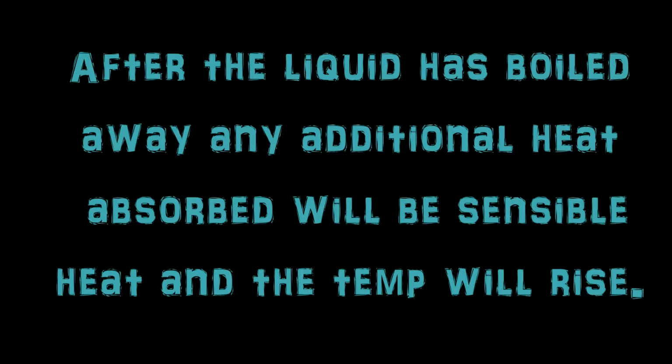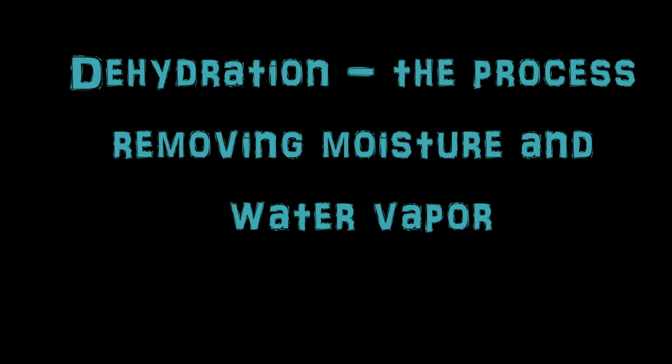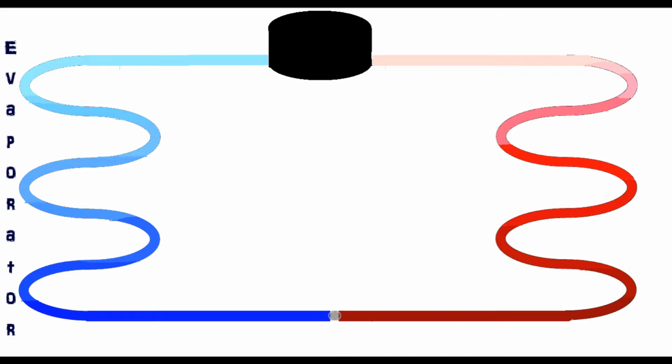After the liquid has been boiled away, any additional heat absorbed will be sensible heat. Sensible heat added to a vapor. Since the evaporator is cooler than the surrounding air, moisture in the air will condense or change from a vapor into a liquid. Dehydration is the process of removing moisture and water vapor.